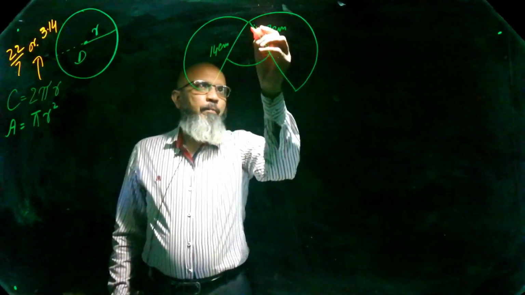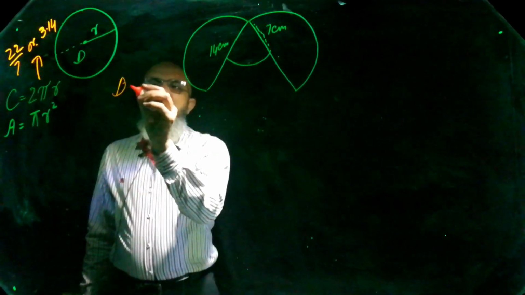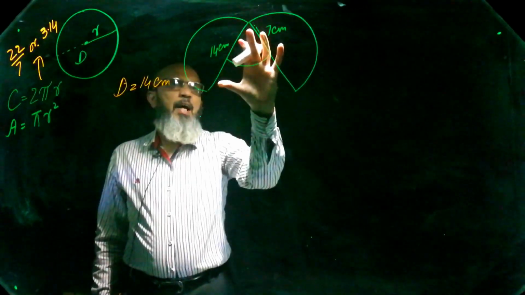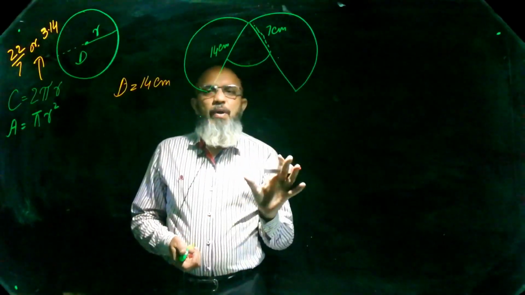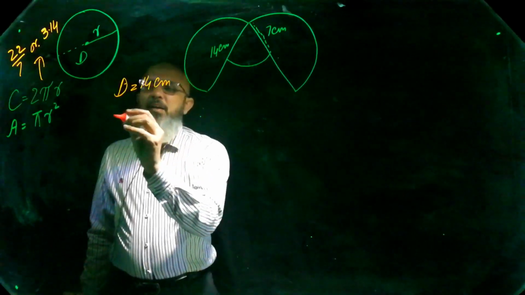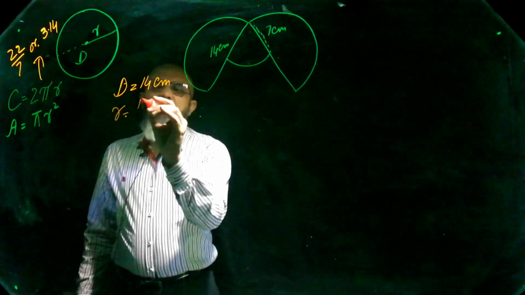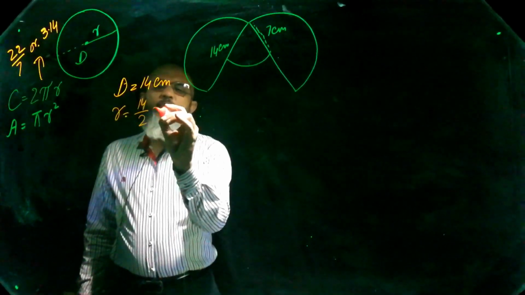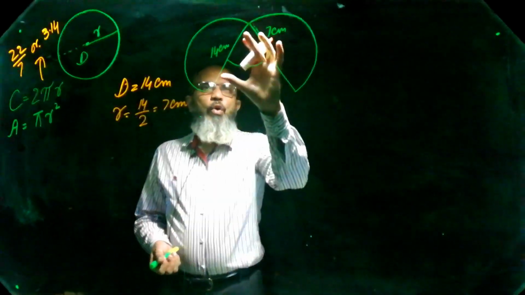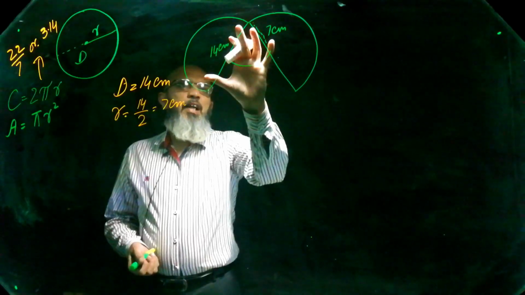What is this one? That is the diameter. The diameter is given to you, that is 14 centimeter. So what is the formula for the area? Area is equal to pi r square. So we need the radius. How do you find the radius? We divide the diameter by 2. What do you get? That is 7 centimeter.